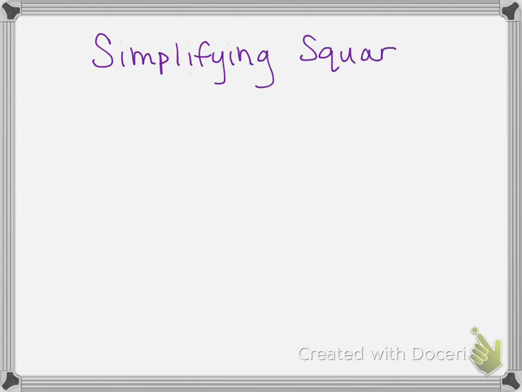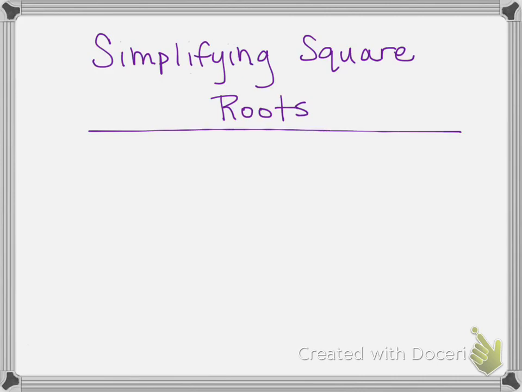Okay, so again, we are going to be simplifying square roots. And the first thing we want to do is make a list of all the perfect squares. Okay, so perfect squares are when we see a square root and we know the answer.